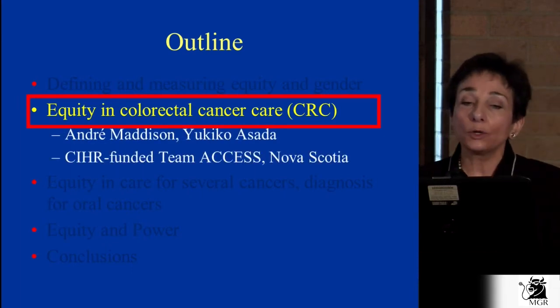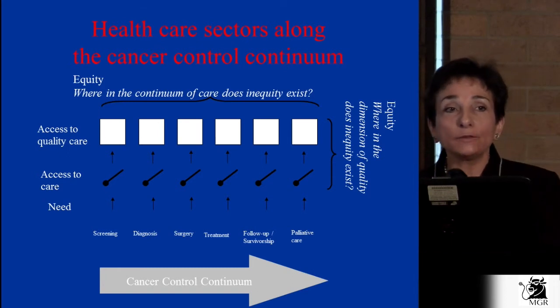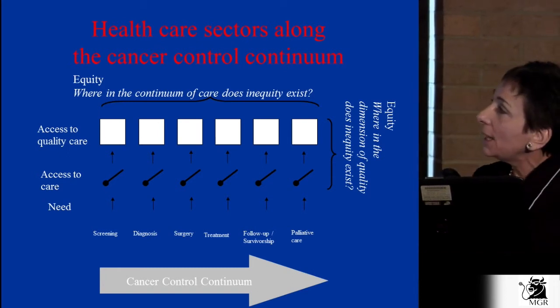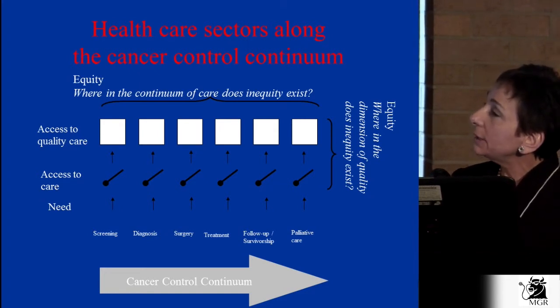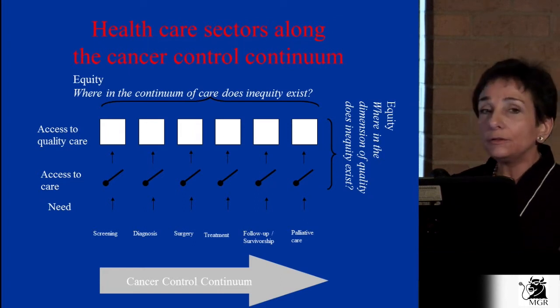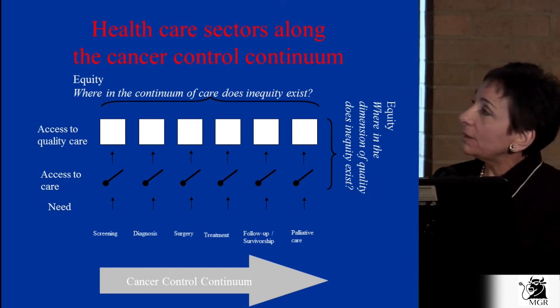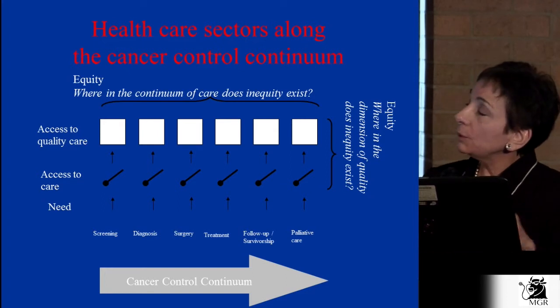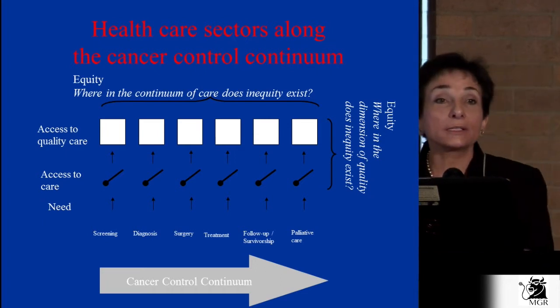Now I'm going to talk about the work of some colleagues of mine, Andre Madison and Yukiko Osada in Nova Scotia, who looked at equity in colorectal cancer care. This was part of a team grant that I held when I was in Nova Scotia. This was our conceptual framework, where we were interested in the entire continuum of care from screening to end-of-life care. We defined the fact that an individual has a need. When an individual has a need, do they have access to care? And if they have access to care, do they then have access to quality care? The program of research was to look at whether along the continuum of care there was inequity in terms of the access to quality cancer care.